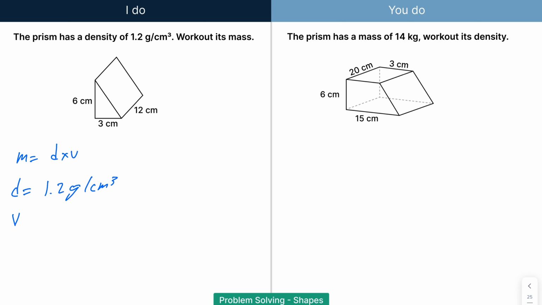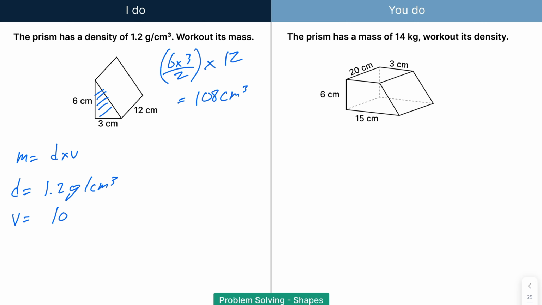We don't have the volume, but we can calculate the volume of this shape because it will just be the cross section, which is 6 times 3 because it's a triangle, divide that by 2, and then we just times that by the length. So that just becomes times 12. So 6 times 3 is 18, divide that by 2 is 9, times that by 12, and we get a volume of 108 centimeters cubed.